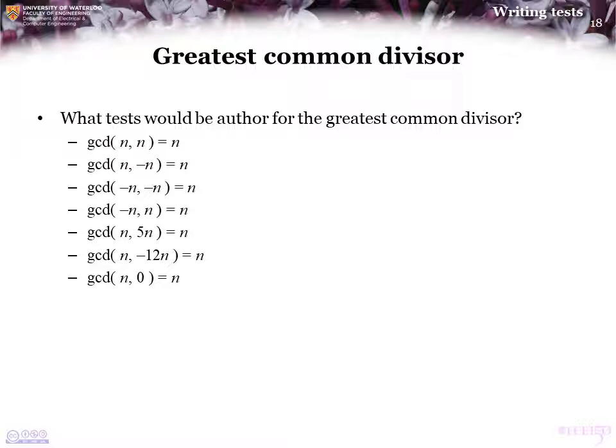Notice also that I'm going to test n versus a negative composite number times n, and again, the GCD should be n. Also, from the literature, we see that the GCD of n and 0 is also n, because 0 is divisible by n. But also, the GCD of 0 and itself should be 0. So I should also author a test for this.